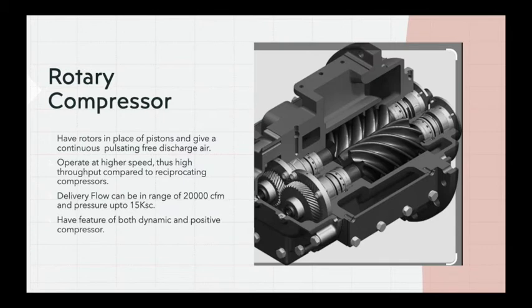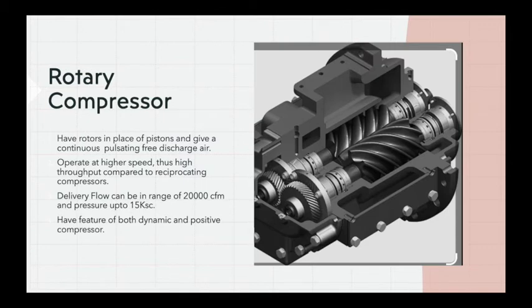One more pro of a rotary compressor is that it doesn't have an output which is pulsating in nature. It has a smoother output, and the flow of air from the compressor is generally continuous in nature.